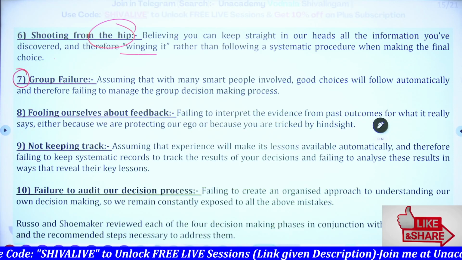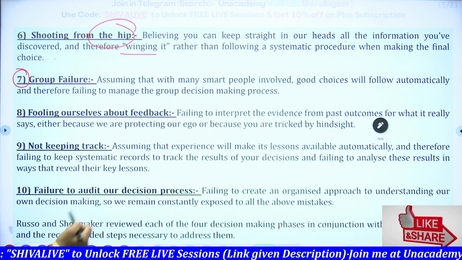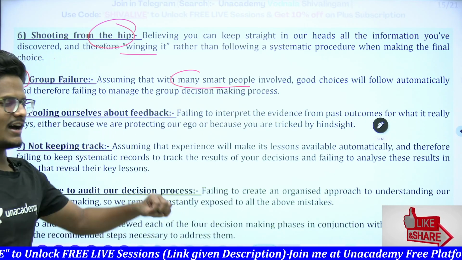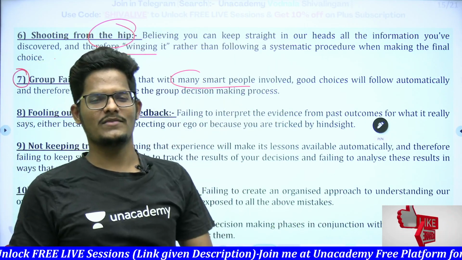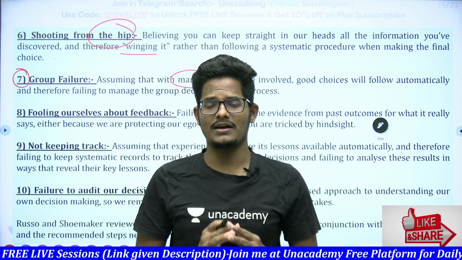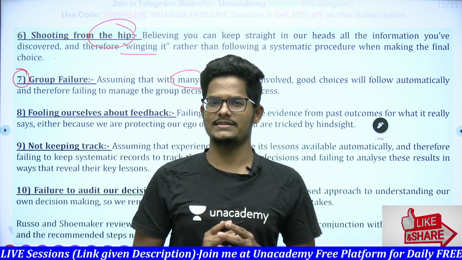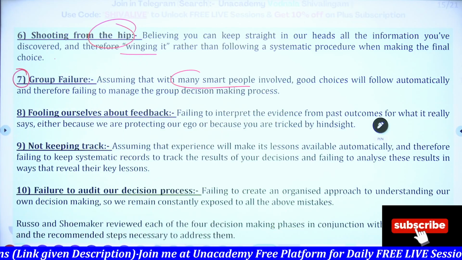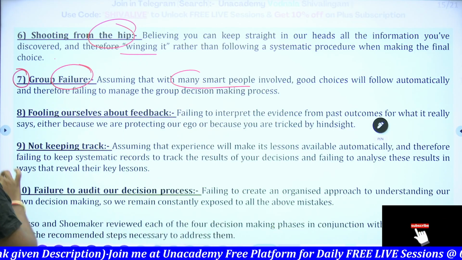Now the 7th trap, group failure. Assuming that when many smart people are involved, good decisions will automatically come. Just because smart people are involved, good decisions are not always going to come, because they have to think and make that decision. Sometimes group failure also will be there.